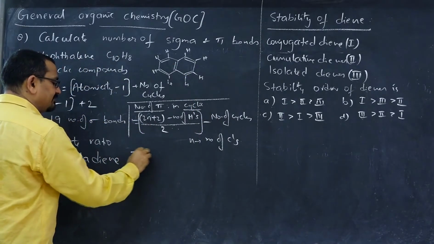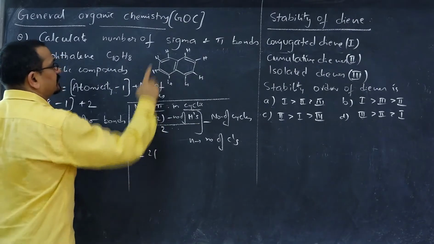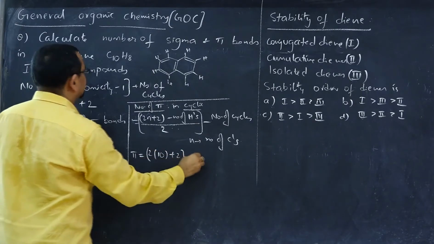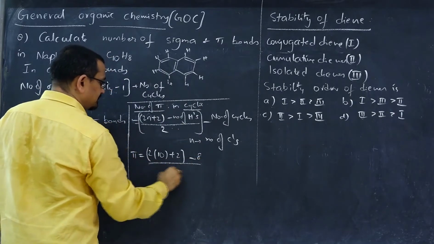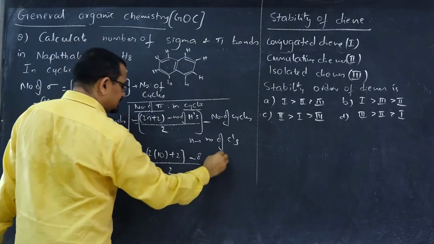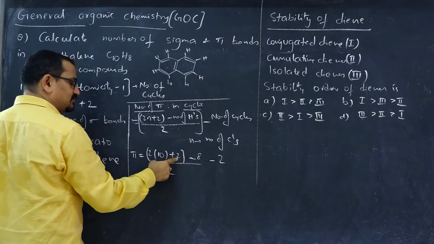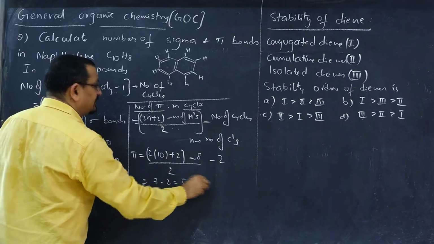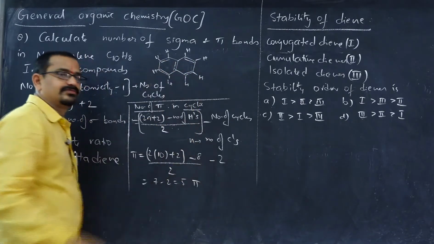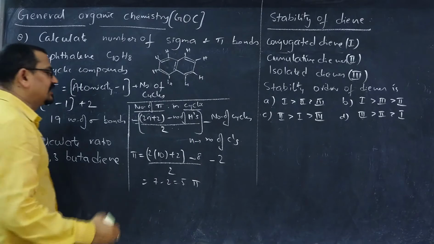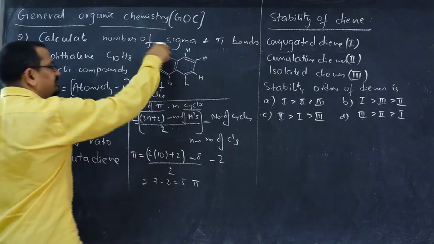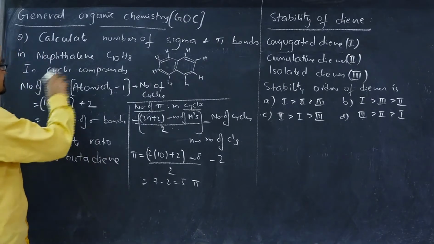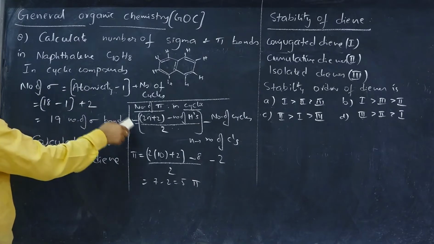Now, let us substitute. Number of pi bonds equals (2 into 10 plus 2 minus number of hydrogens 8) by 2 minus number of cycles, 2. So, this is 20 plus 2, 22 minus 8, 14, 14 by 2, 7, 7 minus 2, 5 pi bonds. It has 1, 2, 3, 4, 5. Sometimes the formula helps us when the structure is not known. I had given the structure just for comparison. So, this is how we can calculate the number of sigma and pi bonds in cyclic compounds.